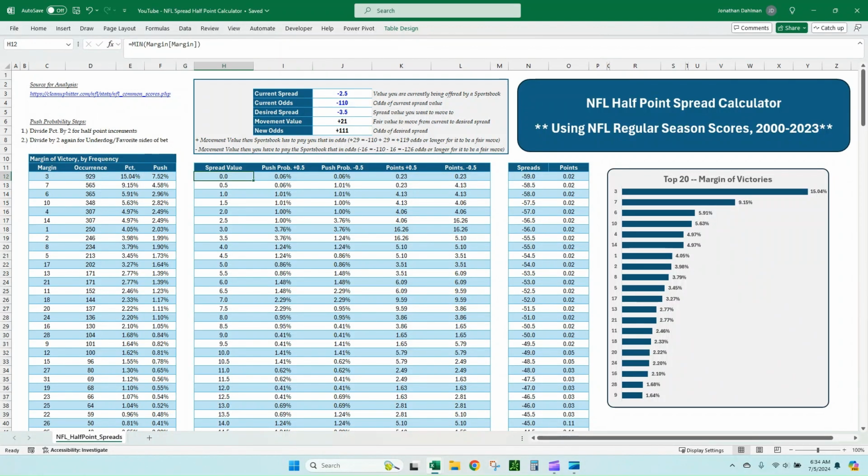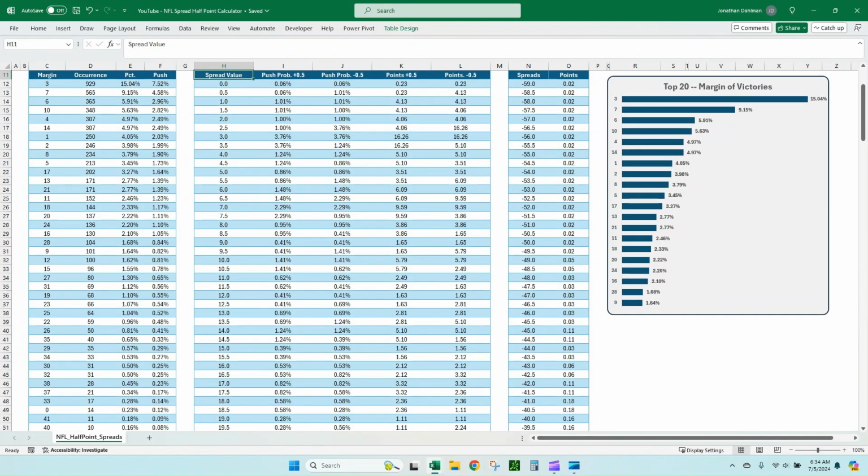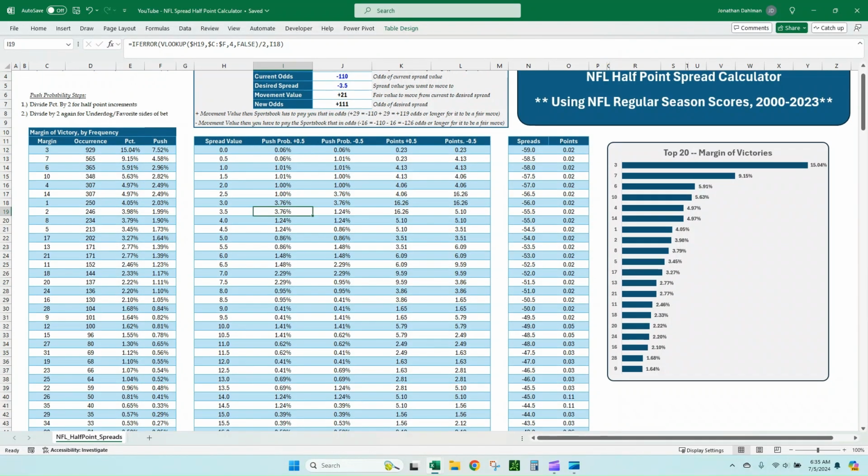So I have here the spread value. This is our margin of victory, so that would be a 0, a draw, and then going all the way down to 59, which was the biggest margin of victory over the last 24 years, in half point values. I'm doing a lookup based on that spread value, looking at this push value in column F, and dividing that by 2. That's how we get these percents.